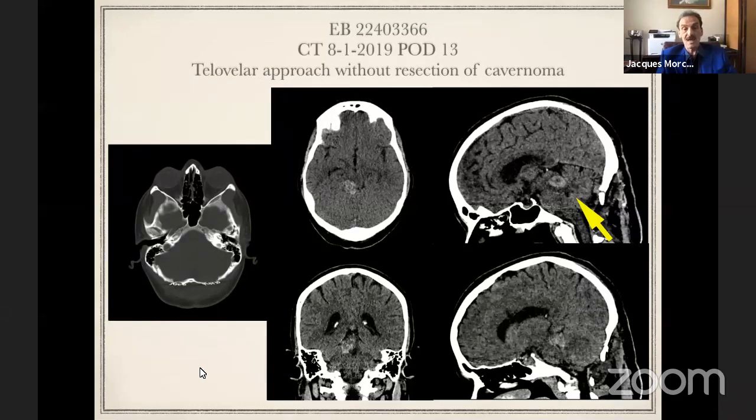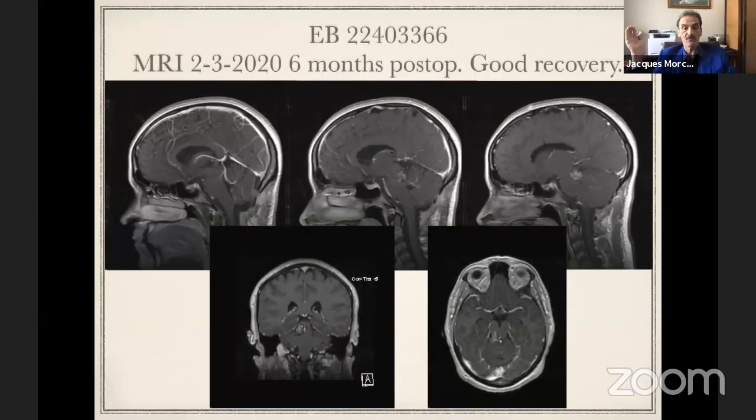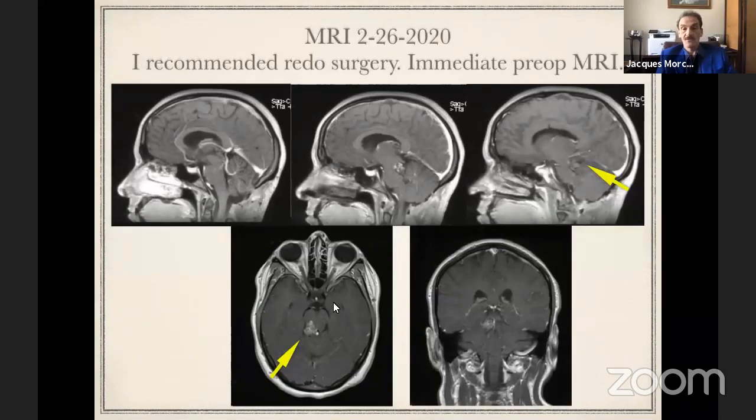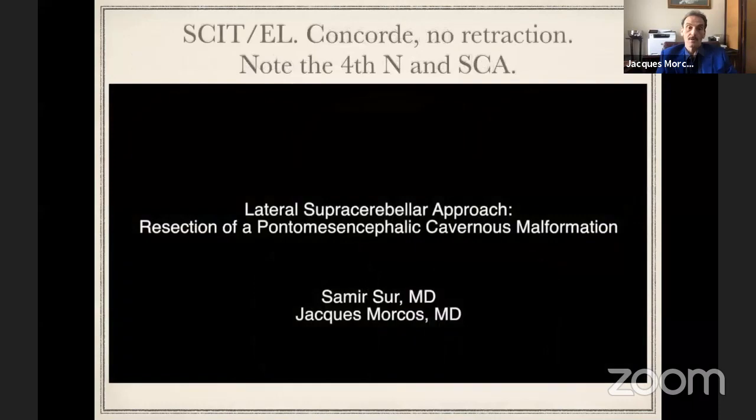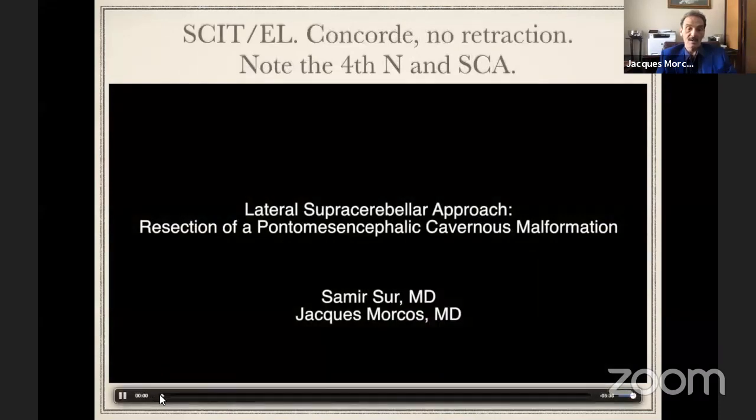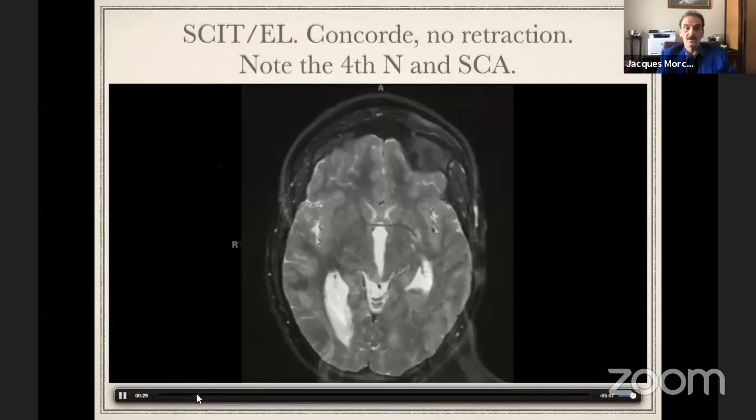She did have a very good recovery. Her fourth nerve palsy recovered. And this is how she now was referred to me with the residual cavernoma. So what approach do you do here? Very straightforward. You can see it. The coronal MRI tells you what to do. Supracerebellar, infratentorial approach. I'm going to skip quickly through this video.